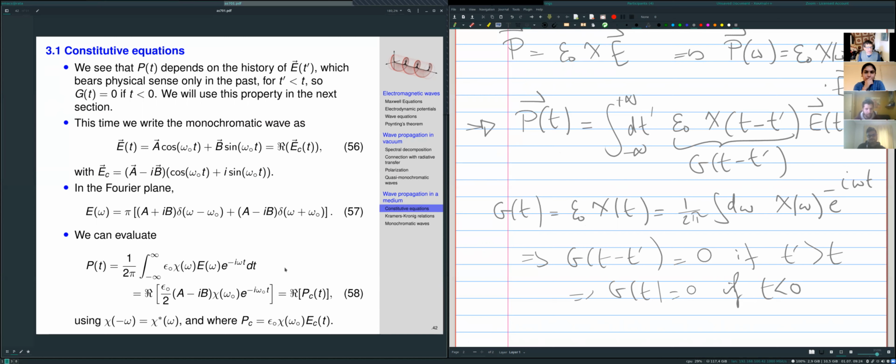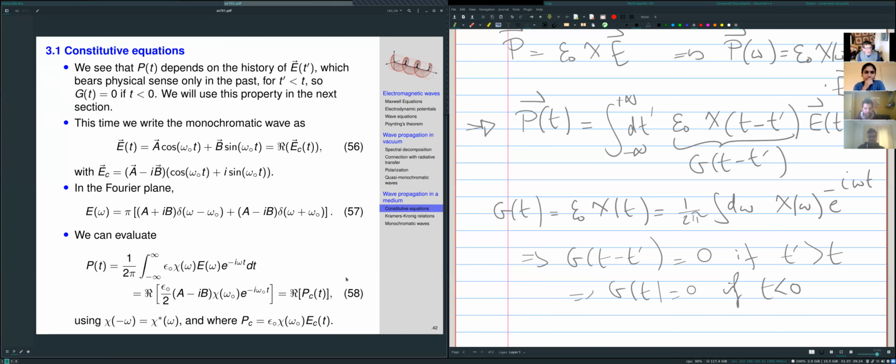You know that there is this intriguing fact. An application of the Fourier convolution theorem tells us that the polarization at time t would depend on the whole history of the electric field, including the future development. And so that cannot happen.